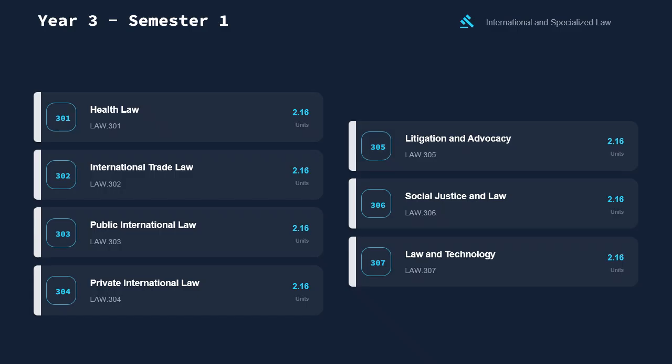Assessments include memorials, draft written submissions for ICJ. Oral arguments, simulate court proceedings. Policy papers, analyze international crises. Real-life example, a final project might involve drafting a memorial for a territorial dispute. This mirrors international litigation. Practical application, students should practice advocacy and research.